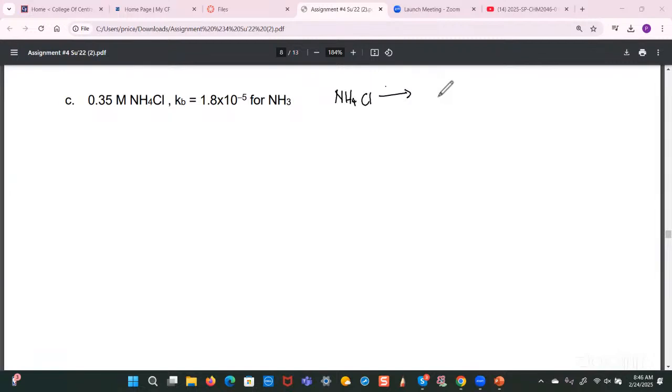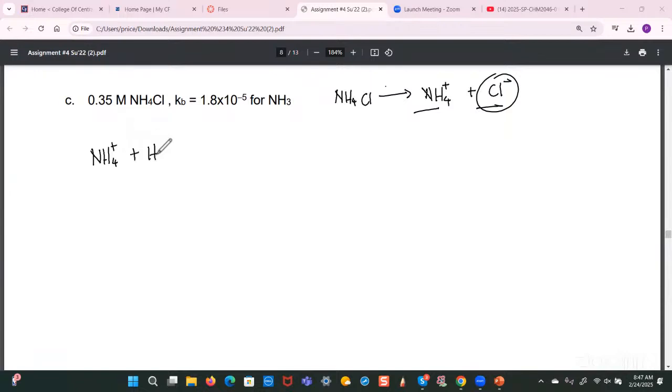When it dissociates, what's formed? NH4 plus and Cl minus. All right? So the next step is, how will water interact with each of these ions? And if you recall, we said that the chloride ion is very stable, right? So therefore, there'll be no interaction between the chloride and the water. The ammonium ion, on the other hand, will undergo a reaction with water.